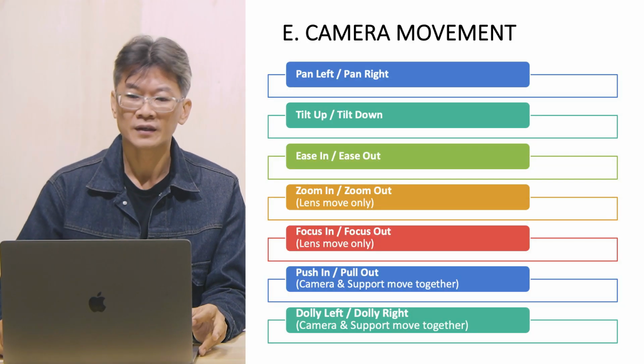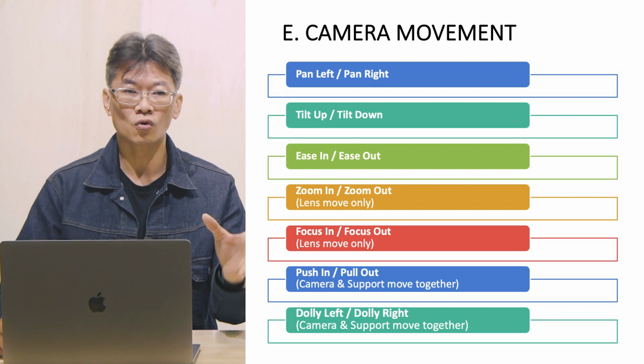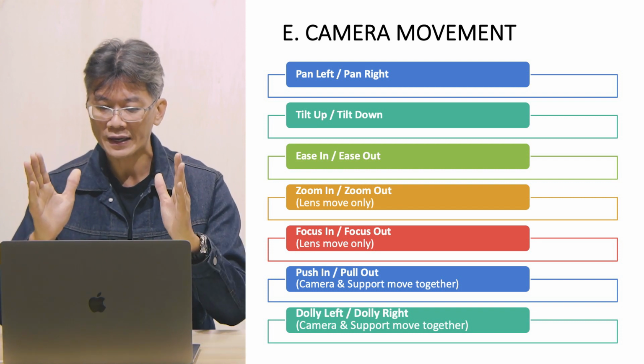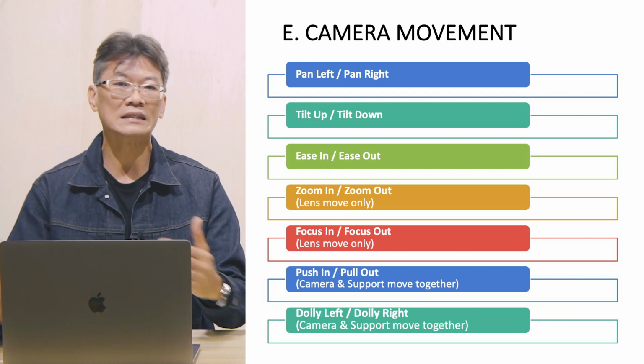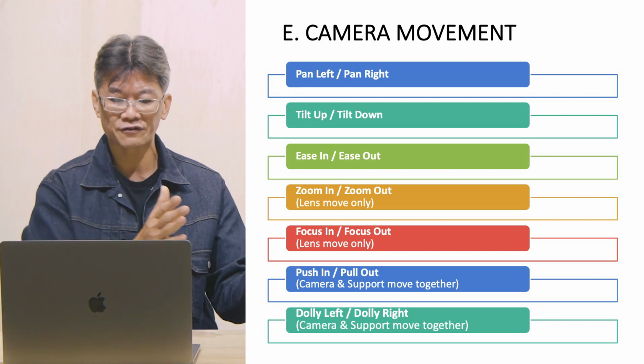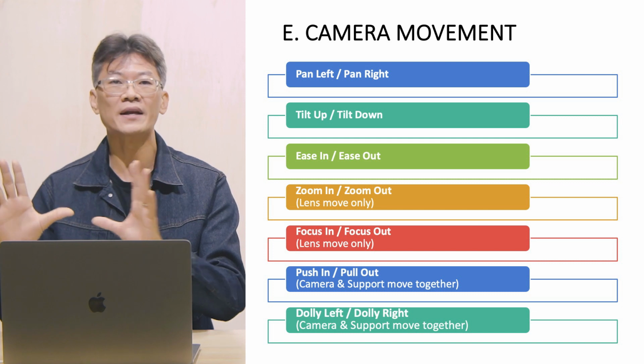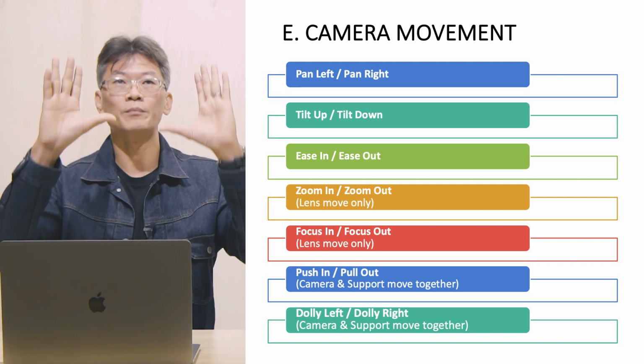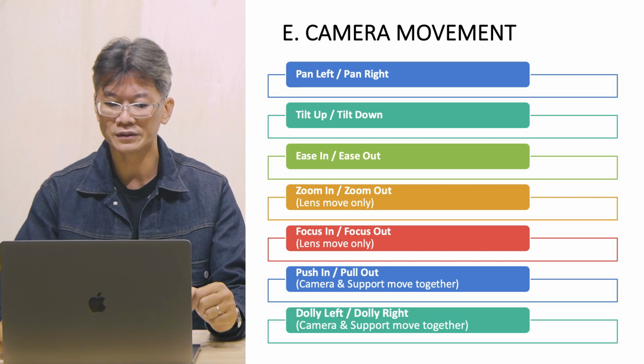Now next, it will be on camera movement. Now due to time constraint, we will not go into the details of this. It will mainly be when the camera needs to move, there will be a certain terminology. We call it pan left or pan right. So it's a panoramic or pan in the shot. Tilt will be tilting upward or tilting downward.